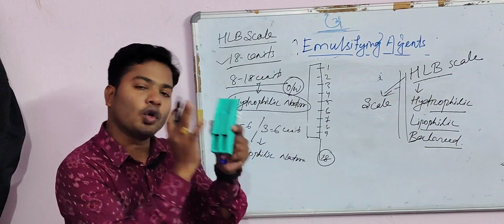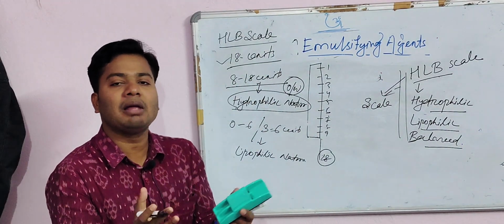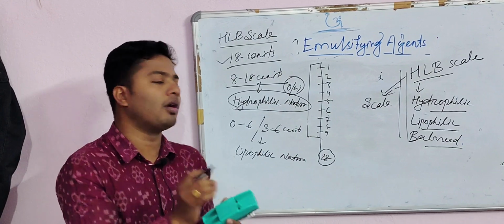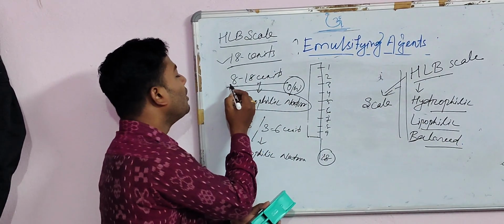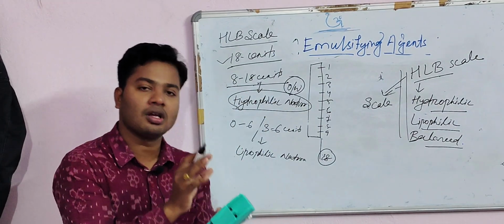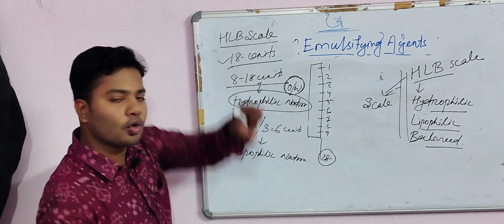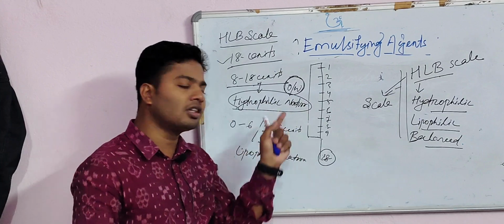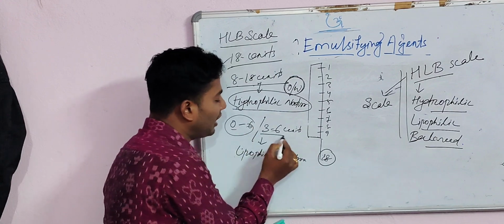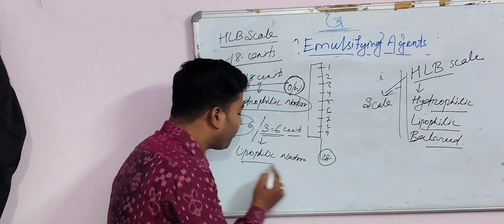Clear? So that's why those emulsifying agents having 8 to 18 units, because each and every emulsifying agent has a specific number, you have to choose for the preparation of O by W type of emulsion. Why? Because these show the hydrophilic nature, and those emulsifying agents having 0 to 6, or 3 to 6 units, show the lipophilic nature.